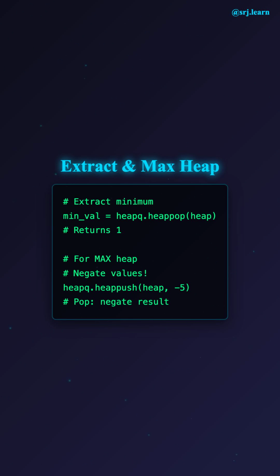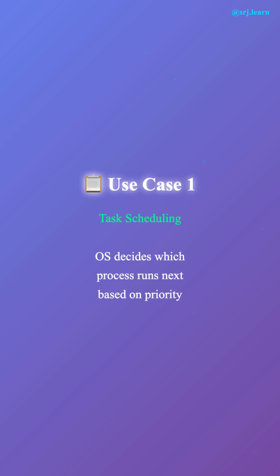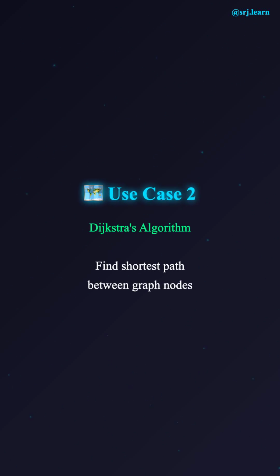So when should you use a priority queue? Here are the main use cases. First, task scheduling with priorities. Operating systems use priority queues to decide which process should run next based on priority levels. Second, Dijkstra's shortest path algorithm. This famous graph algorithm uses a priority queue to efficiently find the shortest path between nodes.